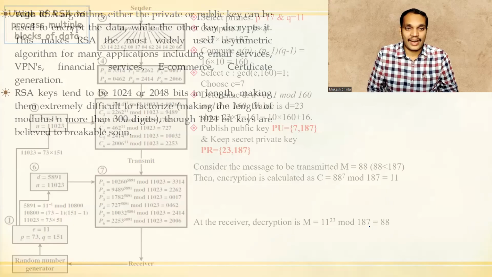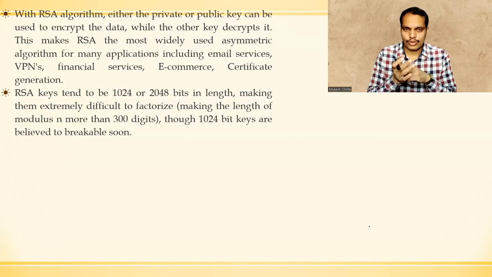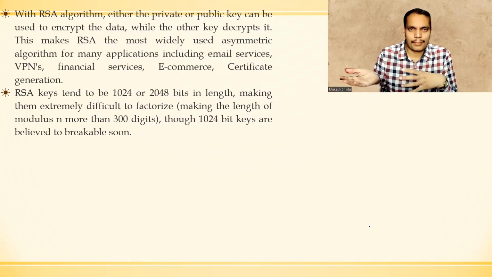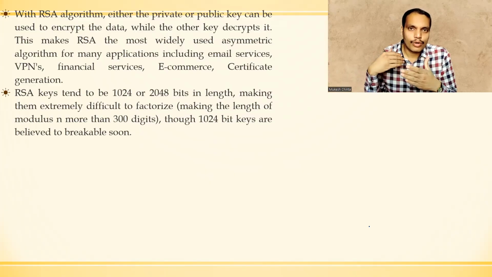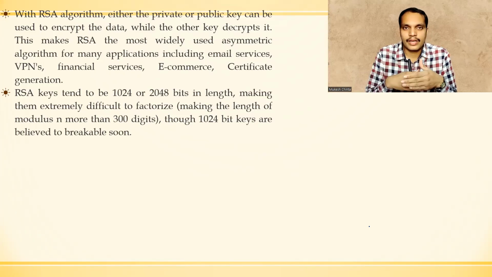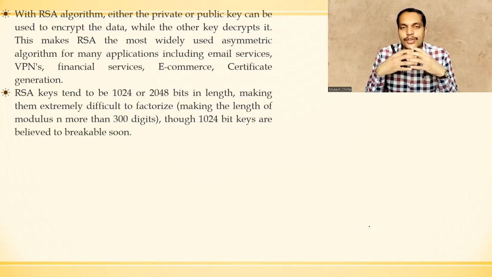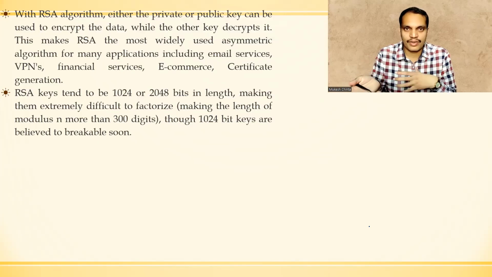Okay. So coming to the end with the RSA algorithm, as I told you, both the keys can be used for encryption purposes. If you want to encrypt with the private key, then you have to decrypt it with the public key. If you want to encrypt with the public key, then the subsequent private key must be used for decryption. This property of RSA, where I can use either of the keys, makes it the most widely used asymmetric encryption algorithm for most of the applications that we use even today, like VPNs, financial services, bankings, UPIs, e-commerces, certificate generation, and other applications as well.